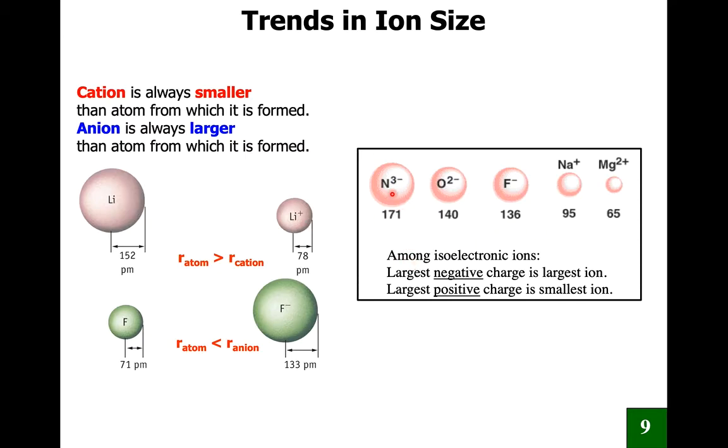Also, you should know about these isoelectronic ions. All 5 of these have exactly 10 valence electrons, and anytime we have an isoelectronic set of ions like this, the one with the highest negative charge is the largest, and the one with the highest positive charge is the smallest.